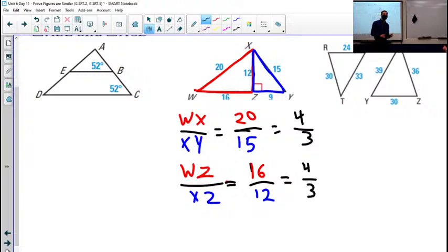Remember, the goal here is to have all of these fractions, when I simplify them, simplify to the same thing. They need to all match. And if they all match, then fantastic. They're similar. That's what we're looking for.